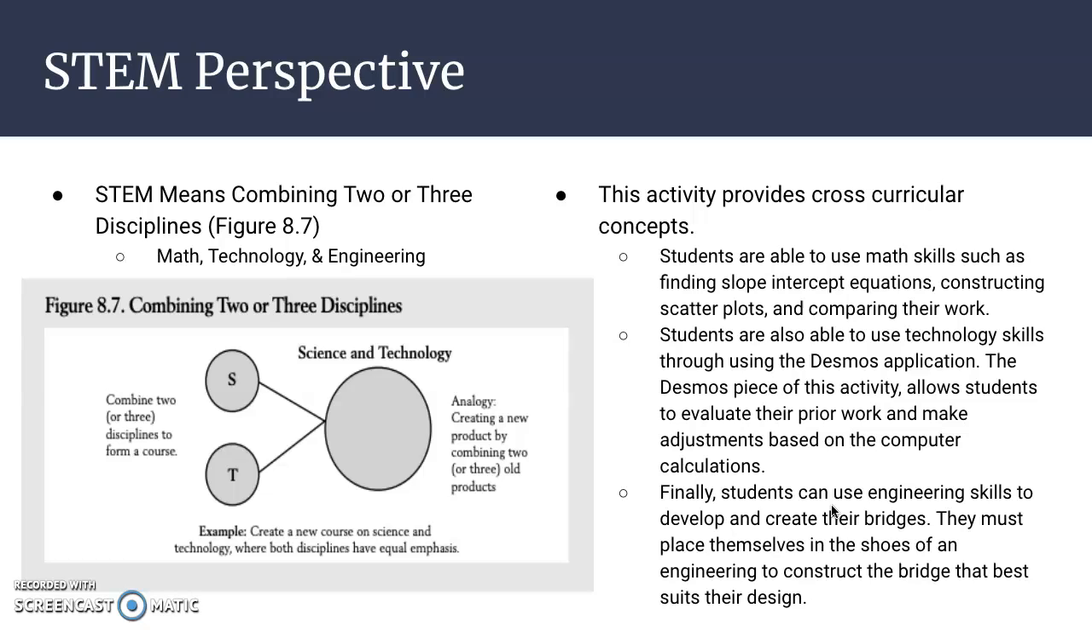So they're using math skills. So they're finding slope-intercept, they're constructing scatter plots, and they're comparing their own work with the Desmos application. They're using technology skills, using the Desmos application, where they can evaluate their prior work and then make adjustments based on the computer's outputs. And then finally, they're using engineering skills to develop and create their own bridges. So they're putting themselves in the shoes of the engineer and kind of testing to see what's the best way to do this.